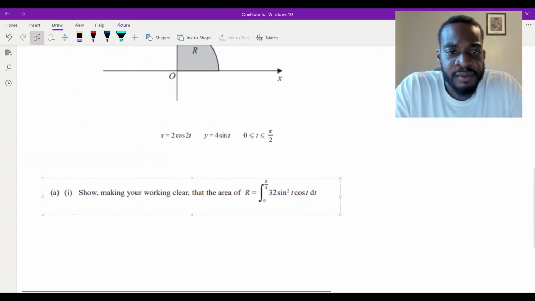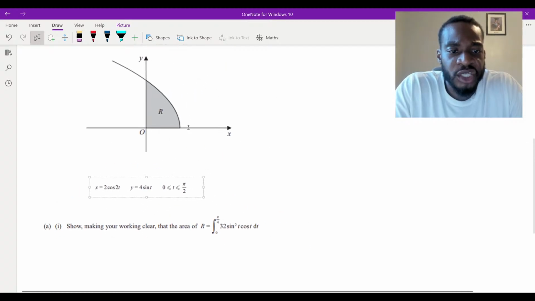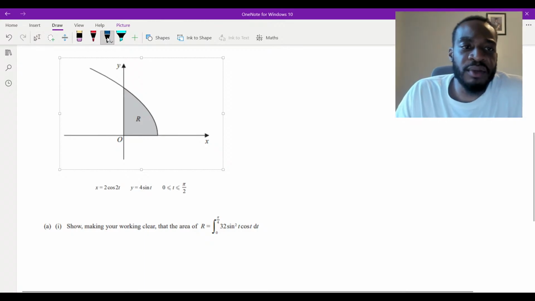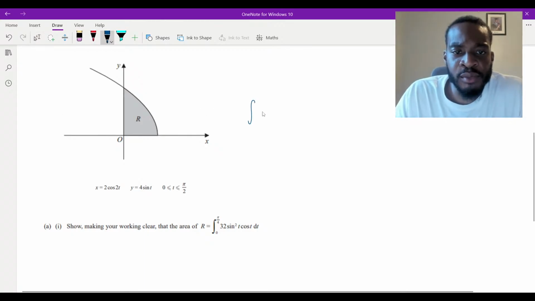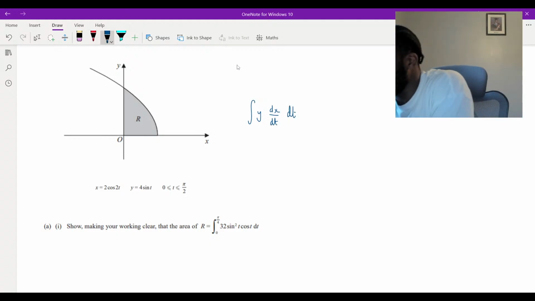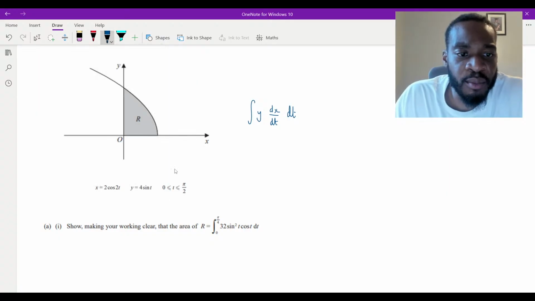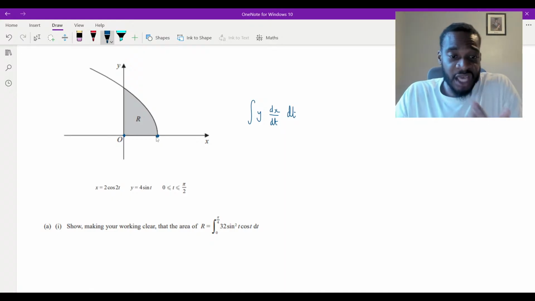Now, if I look at this here, remember, for parametric integration there's a set formula. As long as you remember that, you're good. So it's going to be the integral of y dx/dt dt. That is the formula for parametric equations. Now, remember, we're integrating between these two x values. How do we get them? Let's get our limits first.